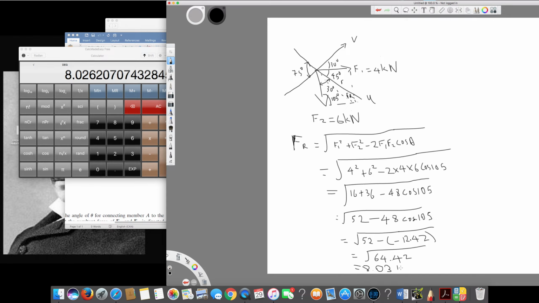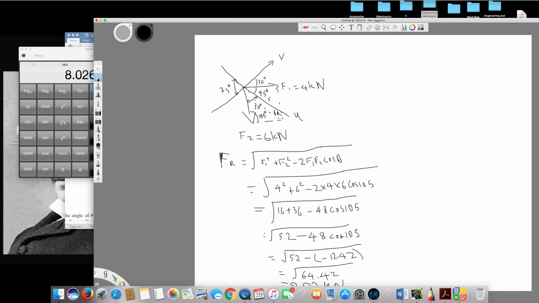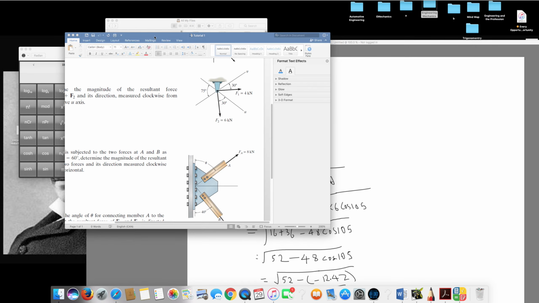8.03 kilonewton. If you want to write in Newton, you can convert by multiplying by 1000. But in this case, they have given the question in kilonewton, so we can give the answer in kilonewton too. The next thing we have to find is the angle between U and the resultant force. Let's read the question again.